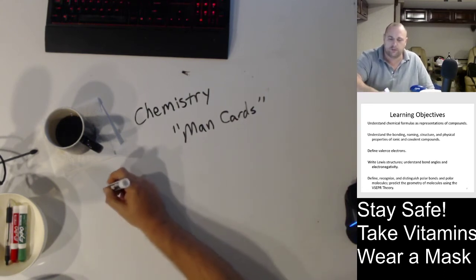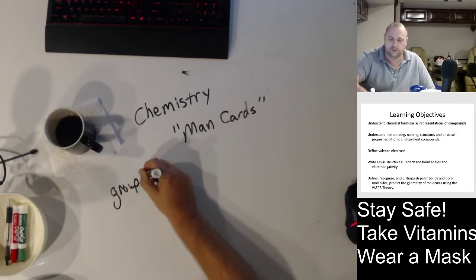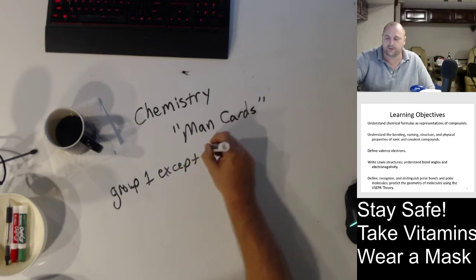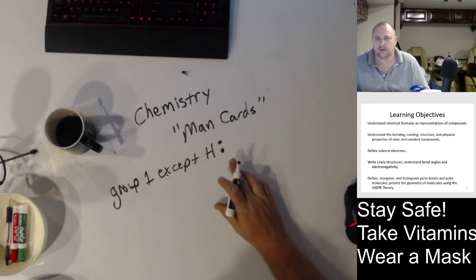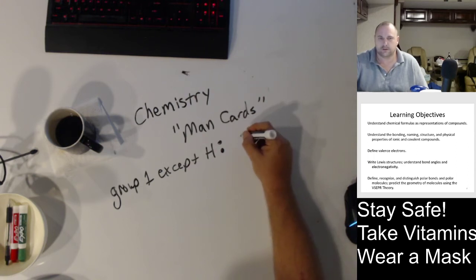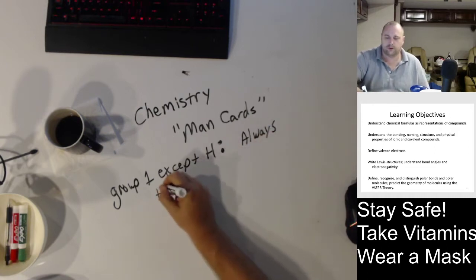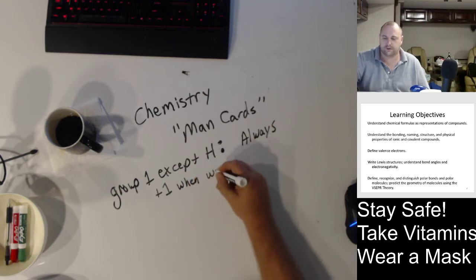So here we go. Group 1, except hydrogen. Hydrogen does some wonky stuff. We'll talk about it later. Group 1, except hydrogen, always +1 when with something.